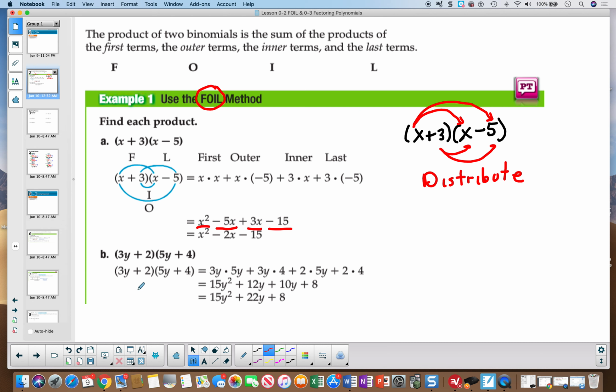And the same thing can be done over here. Again, FOIL, first terms, these two terms being multiplied to get this. And then we go outer, which is this, inner, this, and then the last terms, which is this. And again, combine like terms.